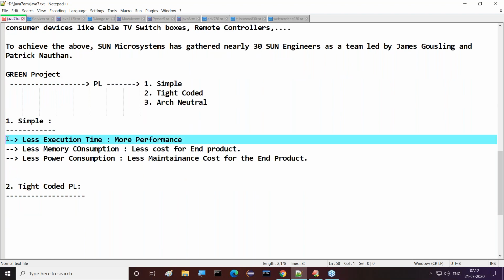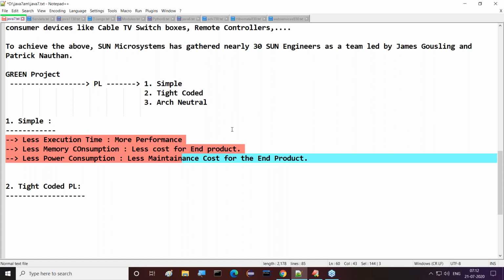Then what would be a simple programming language from the point of view of Sun Microsystems? If we come to this point, the answer is very clear. Simple programming language, in the sense, the language has to take less execution time, less memory consumption, and less power consumption. If any programming language has these features, then that programming language is treated as a simple programming language.